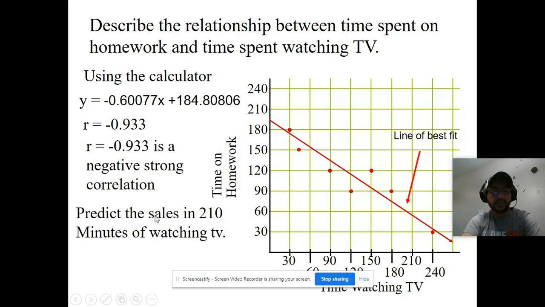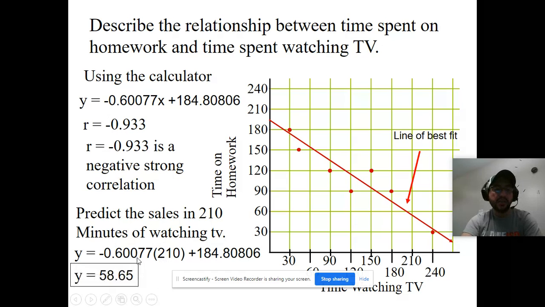And we want to predict, instead of sales, the minutes of homework time when it's 210 minutes of TV. So we're going to use the equation for the line of best fit, substitute the x, and we're going to end up with 58.65. So 58.65 is right here, really good, really close to my line of best fit. So that's how you're going to use it.